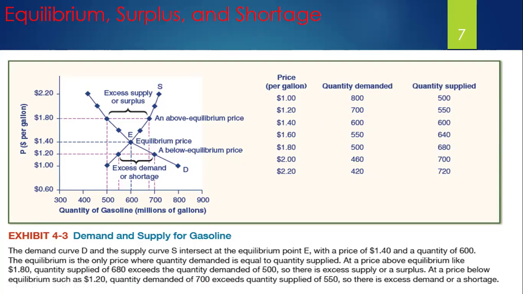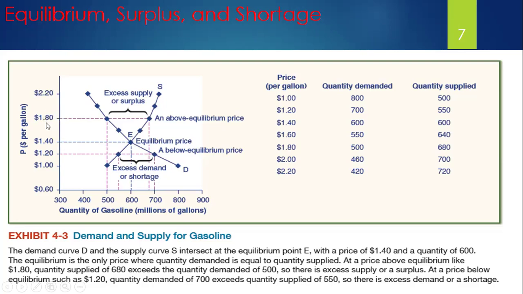So let's take the first one. At $1.80, as you see here. This is the equilibrium price. When the price changes and goes above the equilibrium price. So what is the equilibrium price? $1.40. If the price changed to $1.80 for some reason, $1.80 is above the equilibrium price, as you see here.